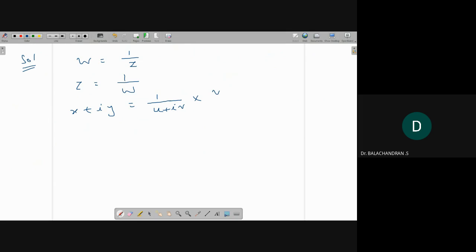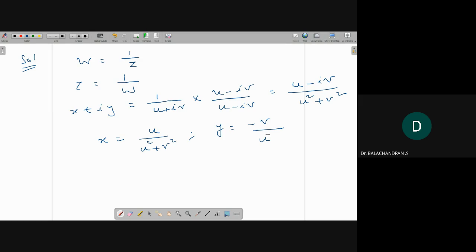Multiply by its conjugate. So this is equal to U minus iV divided by U square plus V square. So X is equal to U by U square plus V square, and Y equal to minus V divided by U square plus V square.